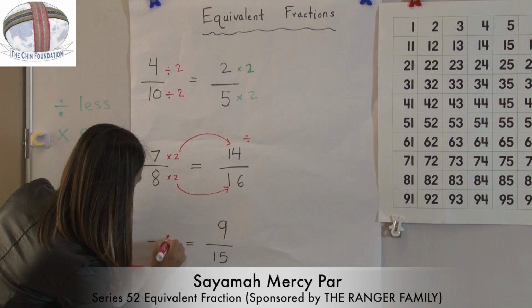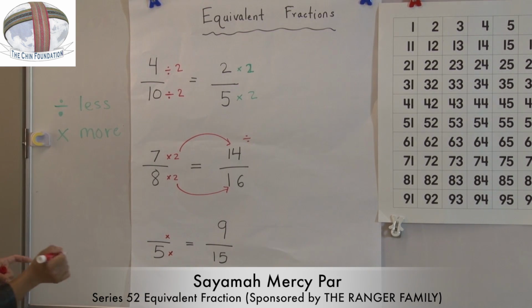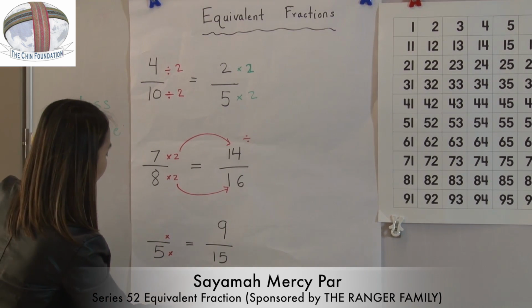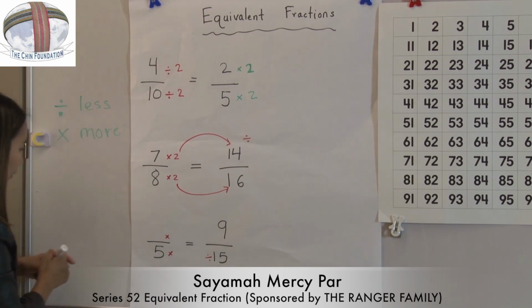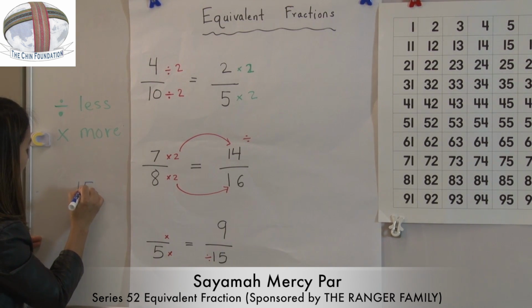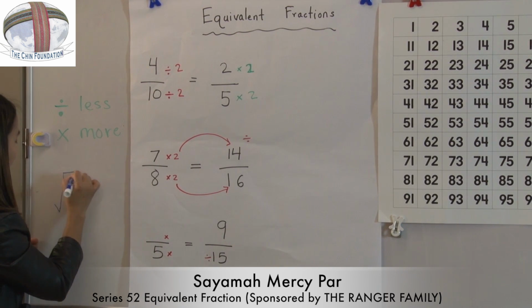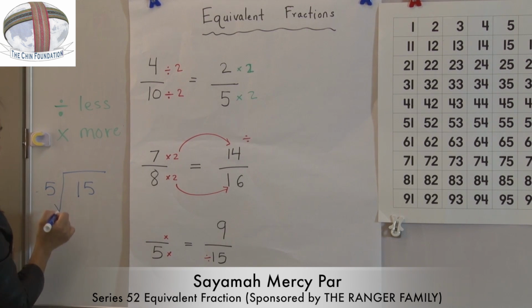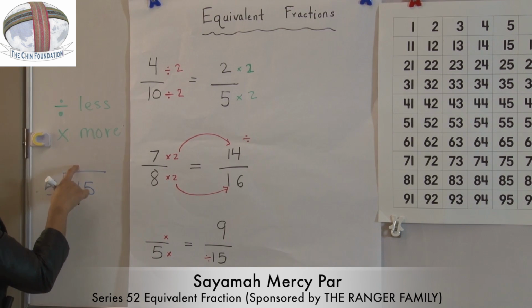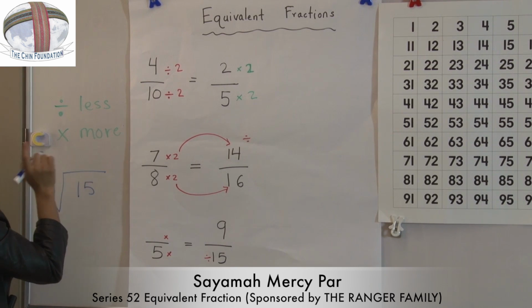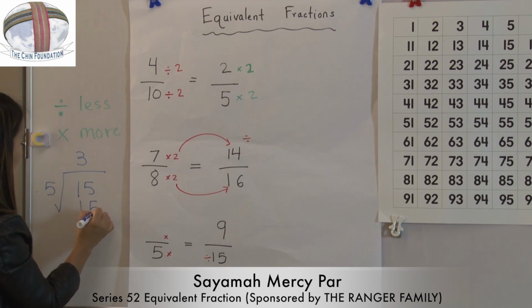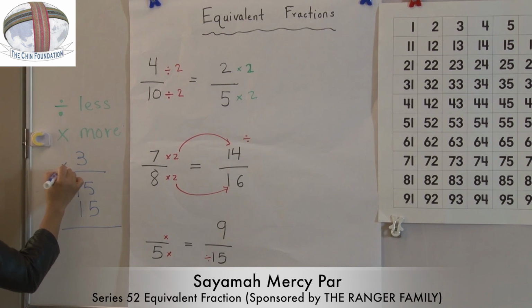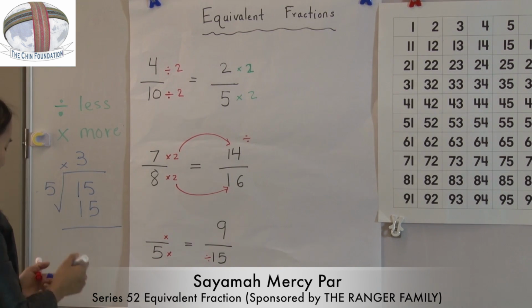Multiply is left. If we don't know this number, we have to divide by this number. When we go opposite, we have to divide. Okay? So 15 divided by 5. Okay? 5 times 1 is 5, 5 times 2 is 10, 5 times 3 is 15. Oh, okay. 5 times 3 is 15.